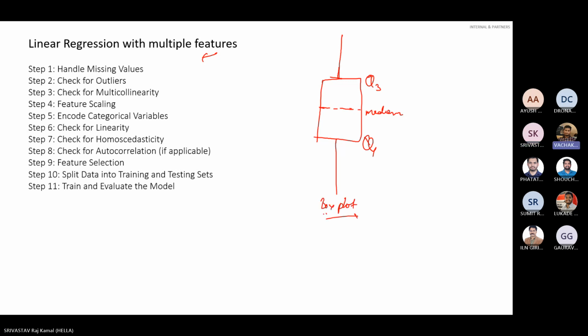In the box plot, you will not see the mean somewhere. You will see the median. Let me explain this thing to you. This graph is known as a box plot.